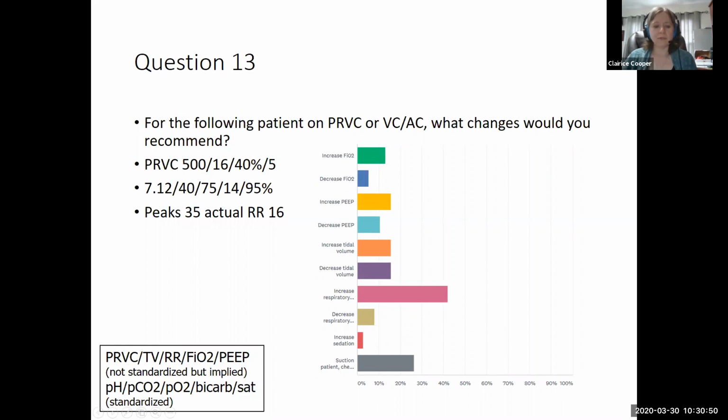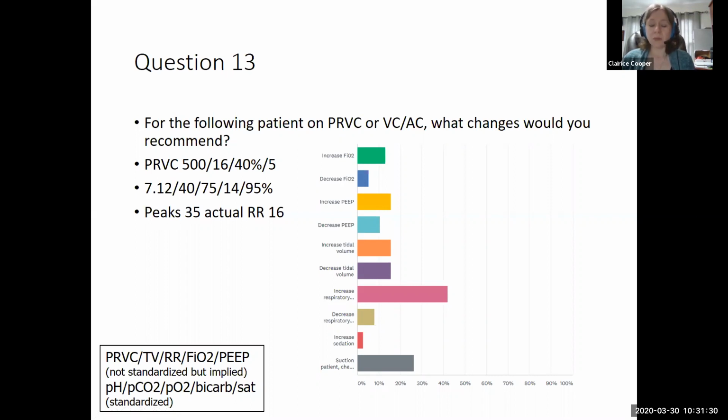Lots of different things chosen. And so some of these are better than others. In this patient with a pretty profound acidosis, 7.12, you want to help with that as quickly as possible. And so while there is no significant respiratory component, there's also no significant respiratory compensation. And so the first thing we can do is increase the minute ventilation to help compensate for that acidosis.